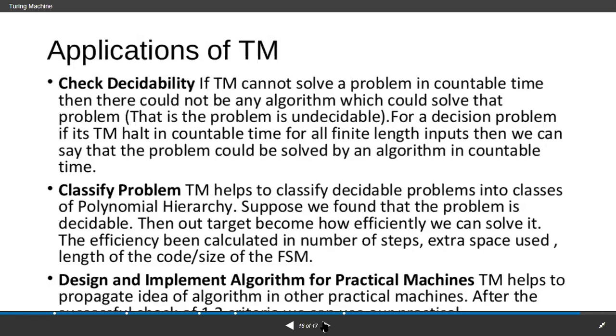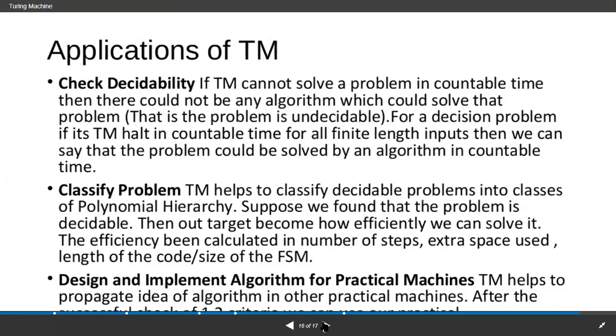Undecidability means in a countable time, you are not able to solve the problem, because you do not have any algorithms to be used to solve that problem. That means we do not have any algorithms to apply. And finally we can say that those come under the undecidable. Make it clear, decidability and undecidability.